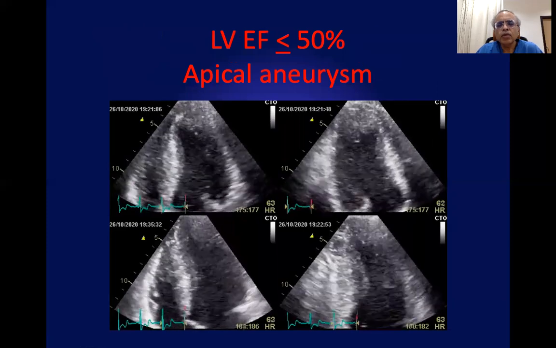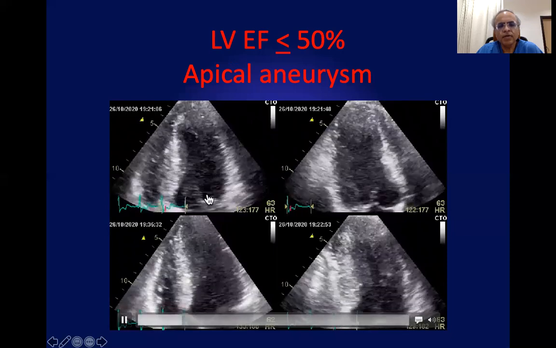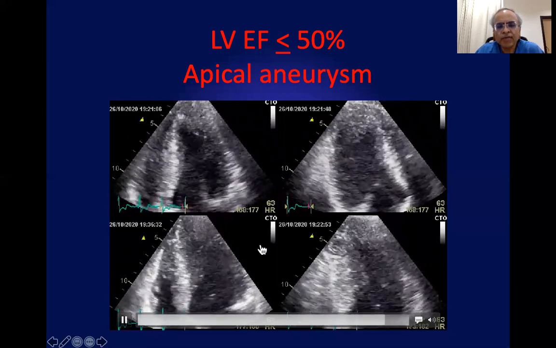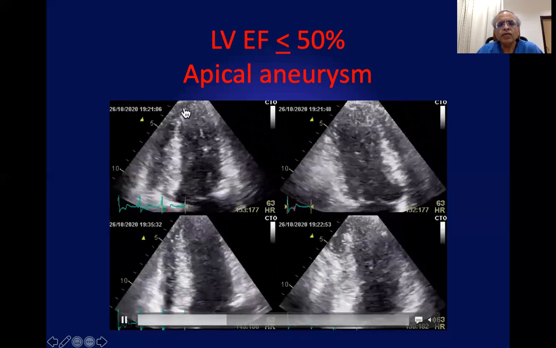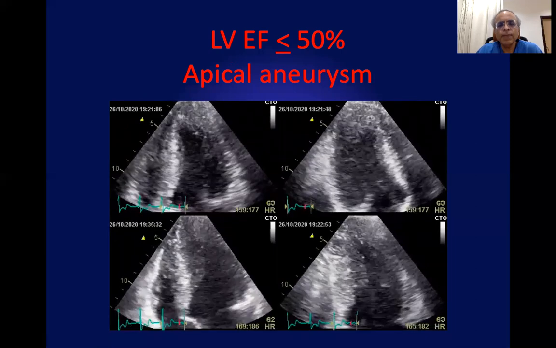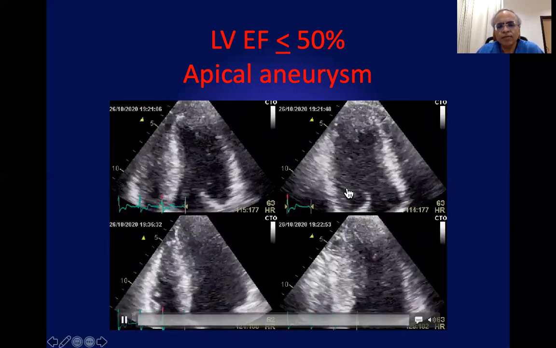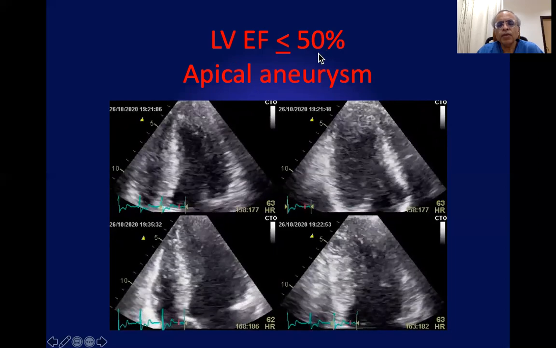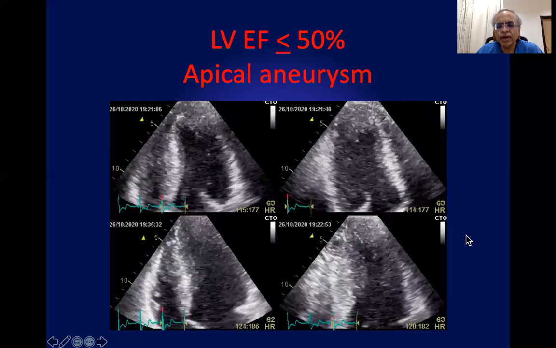Then look at all the four chambers in the three axial planes, four chamber, two chamber, and long axis, and carefully look for apical aneurysm. Now remember, apical aneurysm forms one of the very important risk factors for arrhythmia. So also calculate the ejection fraction properly with Simpson's method. Now EF dropping to 50% actually puts the patient at a very high risk for sudden cardiac death.